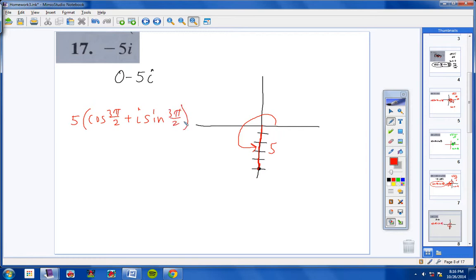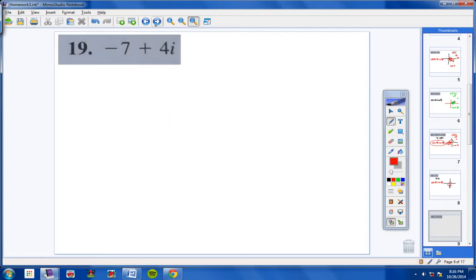Okay, let me check the answer in the back of the book. And we are going on. Number 19.